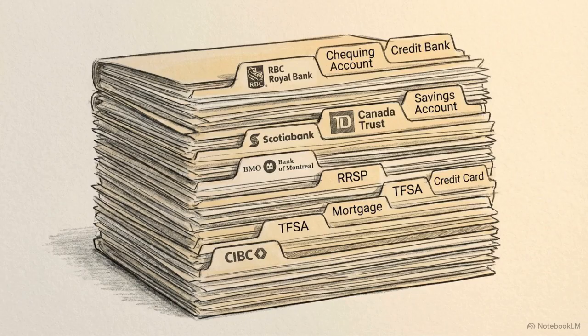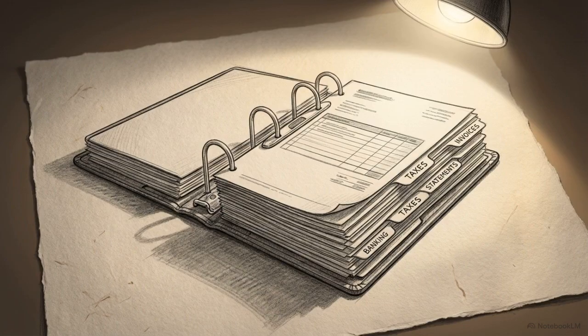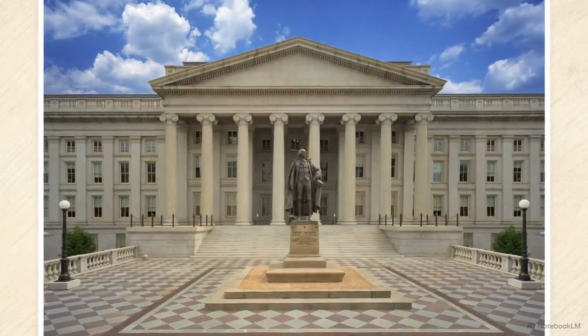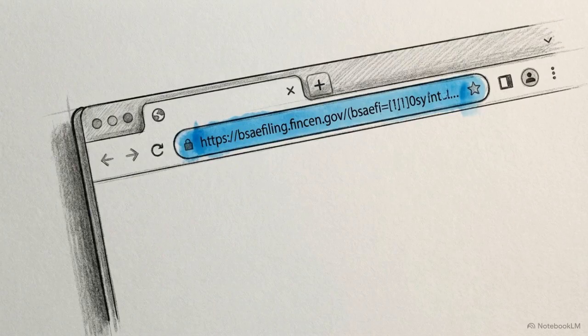Repeat this extraction process for every single Canadian financial account you hold. Gathering exact peaks and applying the correct conversion rate proves your diligence. This precision shields you from severe penalties for willful underreporting. The FBAR is filed with the Financial Crimes Enforcement Network, or FinCEN. It is a completely separate agency from the IRS, which is why this form is never attached to your standard tax return. Navigate to the BSA E-Filing website.